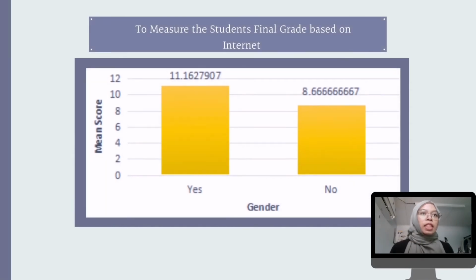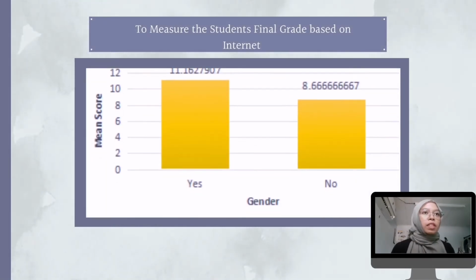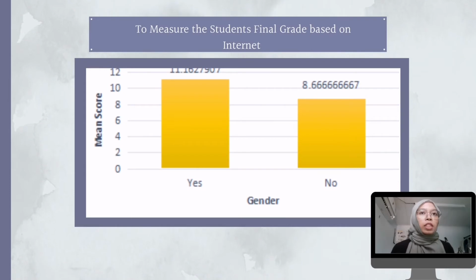Mean score of using internet is 11.1627907. Meanwhile, without using internet has a score of 8.6666666667. Students using internet have a higher mean score, about 2.4 more than without internet. Therefore, we can clearly see that students that use internet have a higher final grade compared to students that do not have internet. The students that have internet access can search for notes and study virtually.